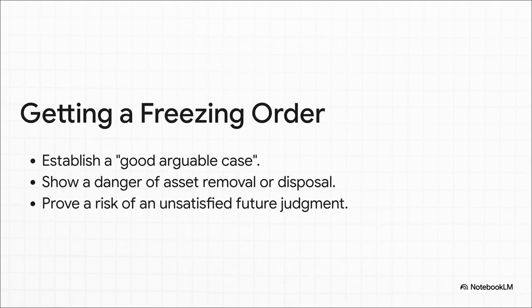So, how do you get one? You have to meet a very specific test. For the exams, remember the wording from Rule 7.35 of the Federal Court Rules. You need a good arguable case. Notice that language. It's a higher standard than just a basic prima facie case. And you've got to bring solid evidence of a real danger that those assets are about to vanish, which would totally frustrate a future judgment.